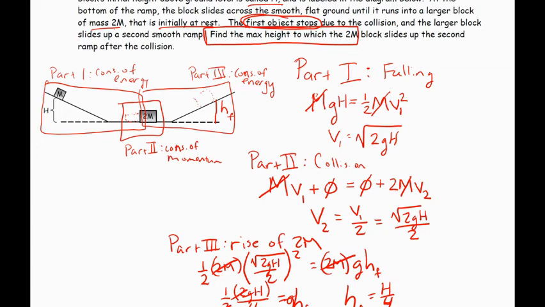And think about it. Does that make sense? Well, yeah, you're converting the energy into a more massive object. So it's going to cause the more massive object to not go as high, right? Because the more massive object has more inertia, it has more resistance to change in momentum. So it should make a little bit of sense to you.